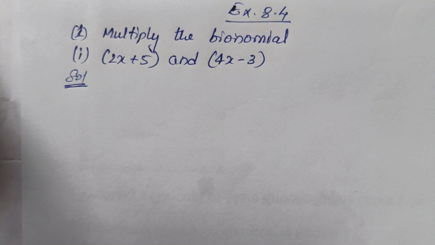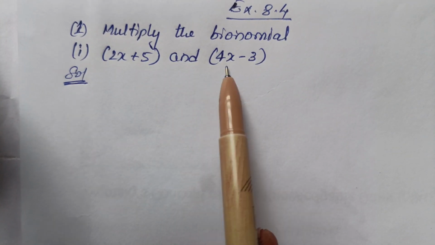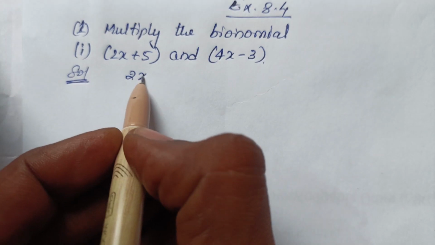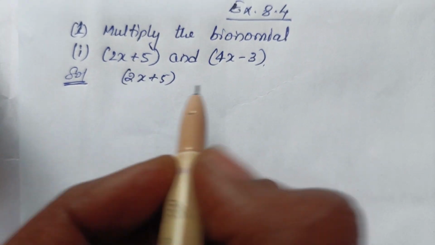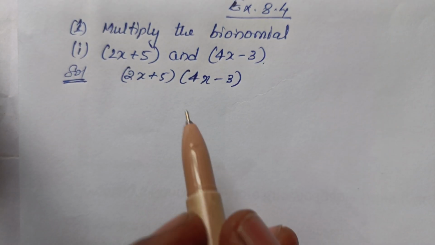Exercise 8.4, first question, multiply the binomials. So we know binomials means two terms. So here two terms are given, 2x plus 5 and 4x minus 3. So we will write it down, (2x + 5) into (4x - 3). So how do we multiply this?